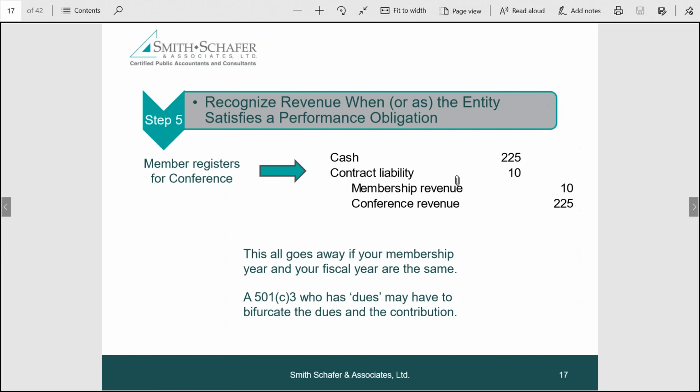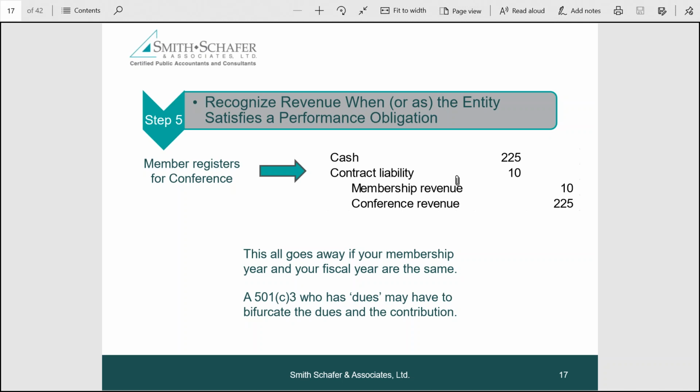But then we also have the conference registration. Someone would give us cash for $225. Remember, that's the $250 registration fee less the 10% discount. So now we get $225 in cash. We've allocated $10 to the contract liability that's still sitting on the statement of financial position. We get to recognize that finally into membership revenue, and then we have the $225 into conference revenue.